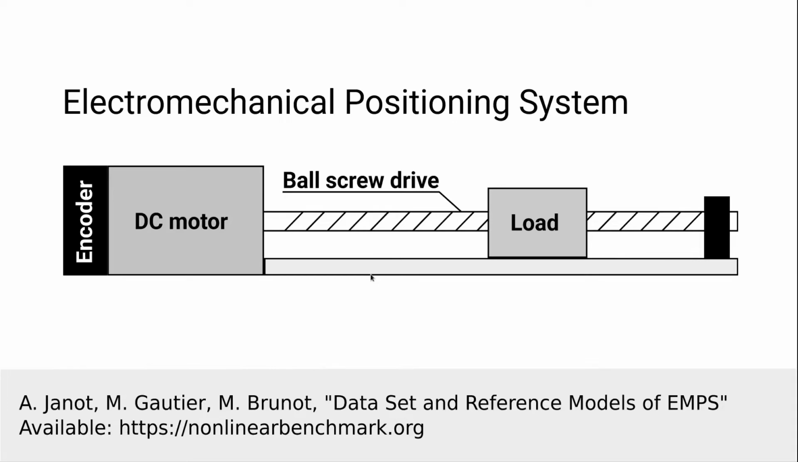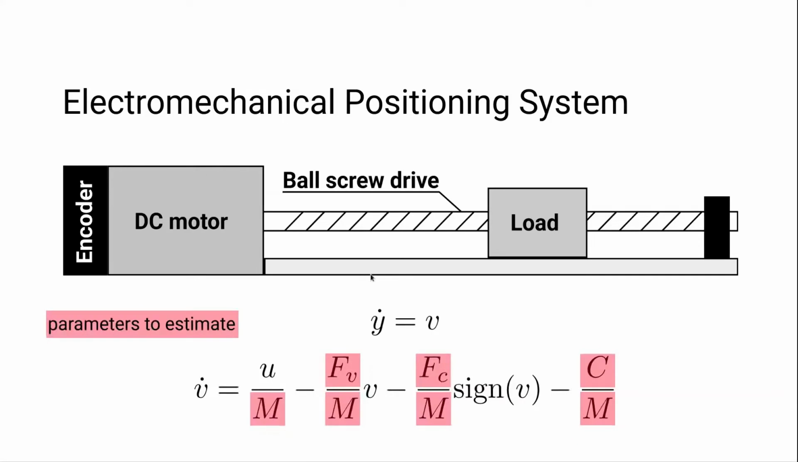The system considered is called electromechanical positioning system, and the data set and the model and the related publication you can find as seen on the bottom of the slide. The model looks like this. The red ones are the parameters to estimate. There are 4 of them: M, FV, FC, and C. M is related to inertia, FV and FC are about friction, and the big C is an offset.